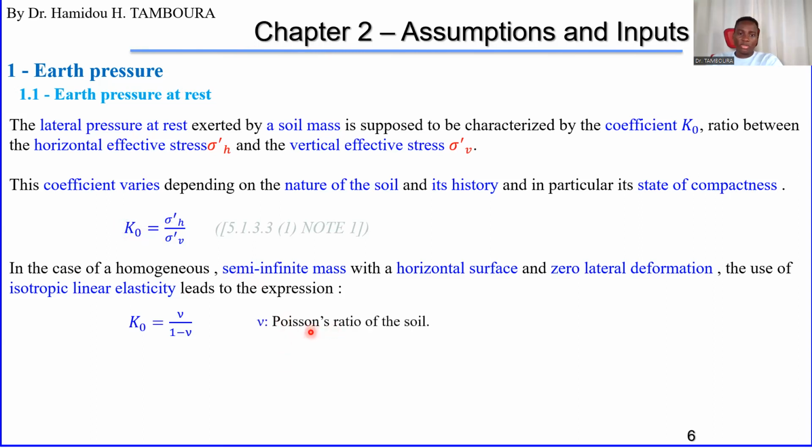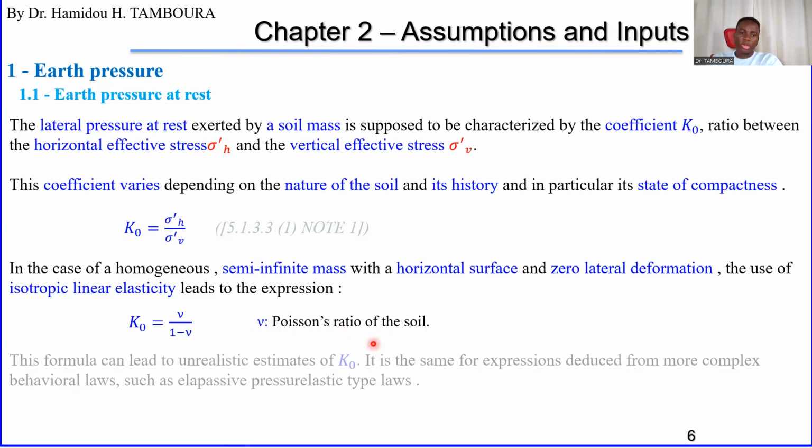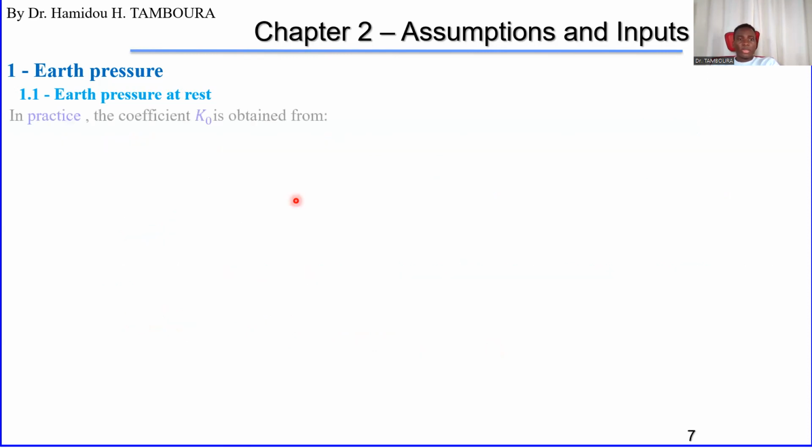Okay, this one is the Poisson ratio of soil. This formula of K0 is not really effective. Sometimes it can give you values of K0 that are not realistic. Okay, so in practice, how do you estimate K0? How do you estimate the value of K0?